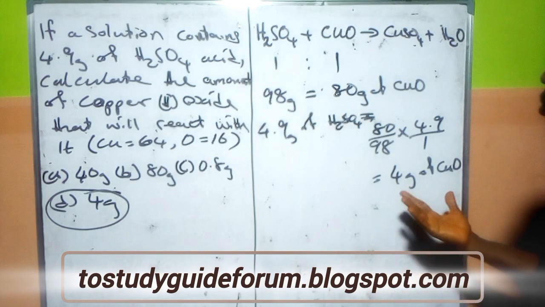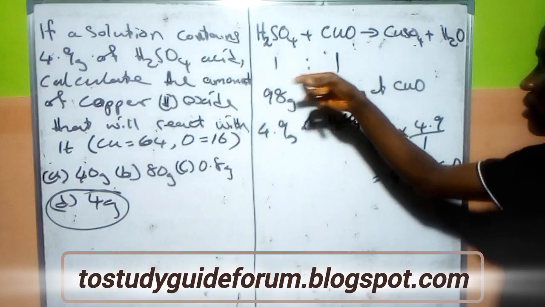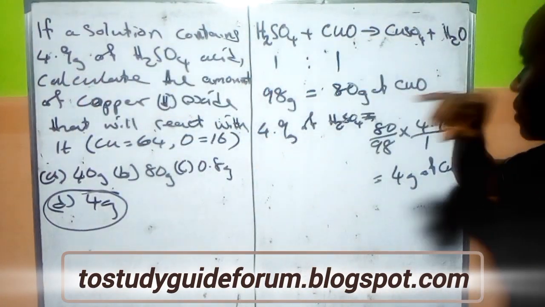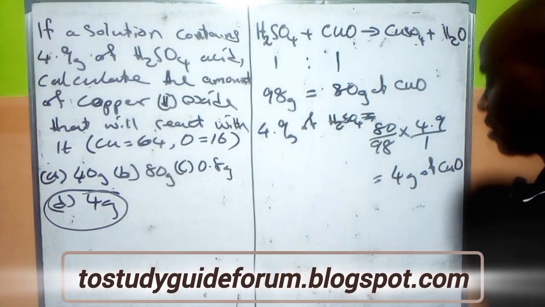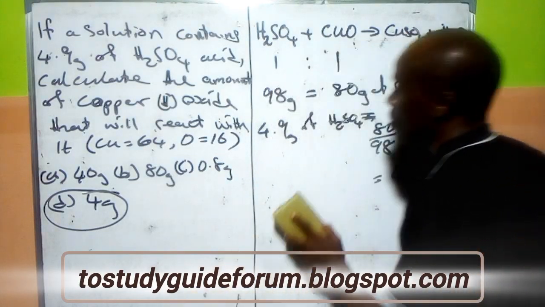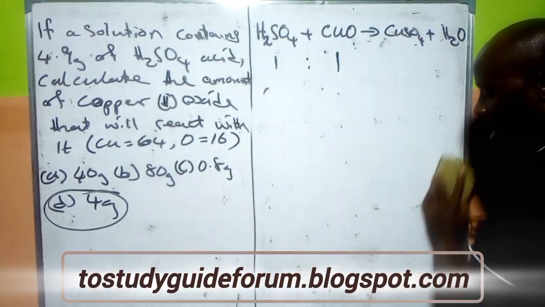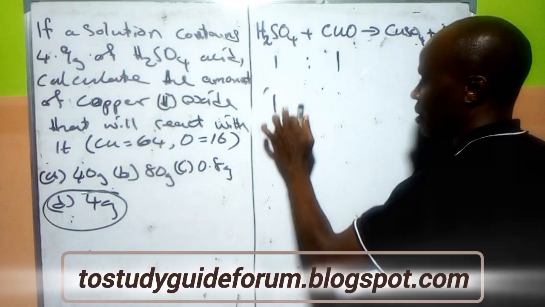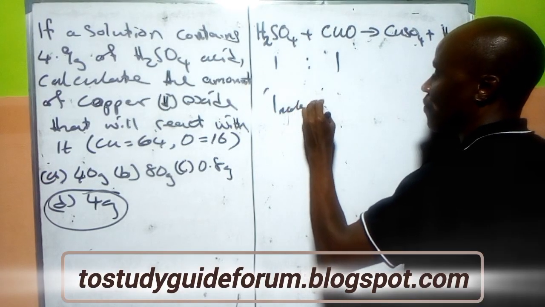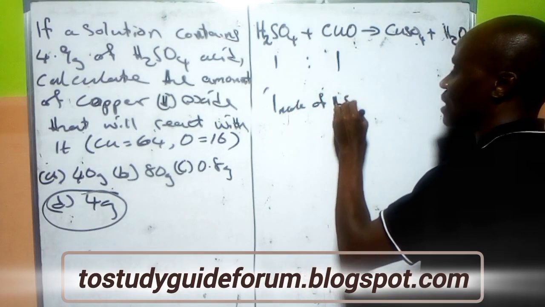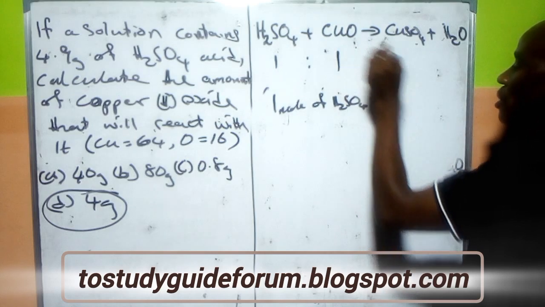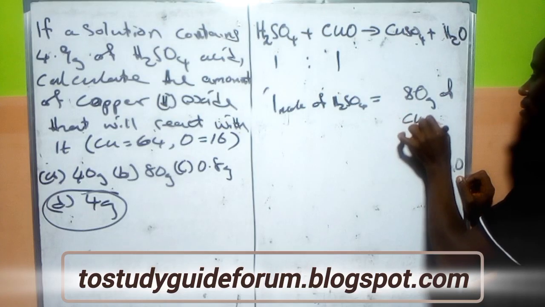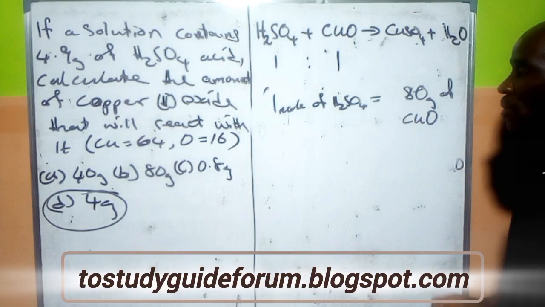For example, if you don't want to solve it this way, you can also look at it based on moles. That means you convert this to moles and work with moles. Since we are looking for the mass, let's see how we can make it happen. We know that 1 mole of tetraoxosulfate acid will react with 80 grams of copper oxide. That is what we have.